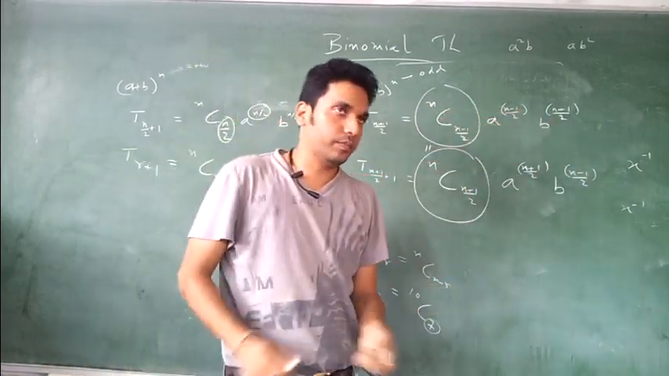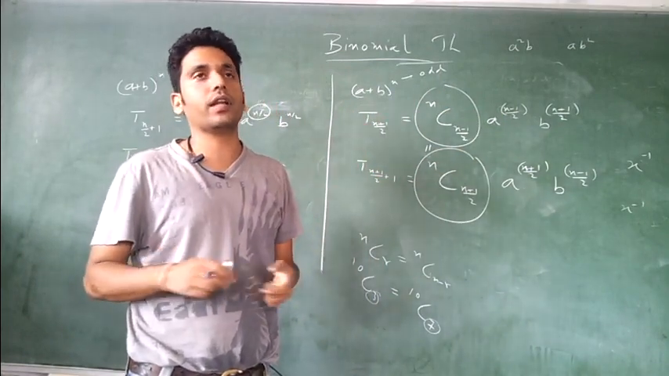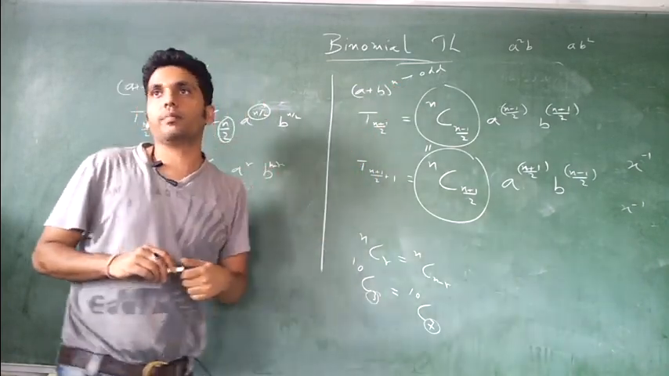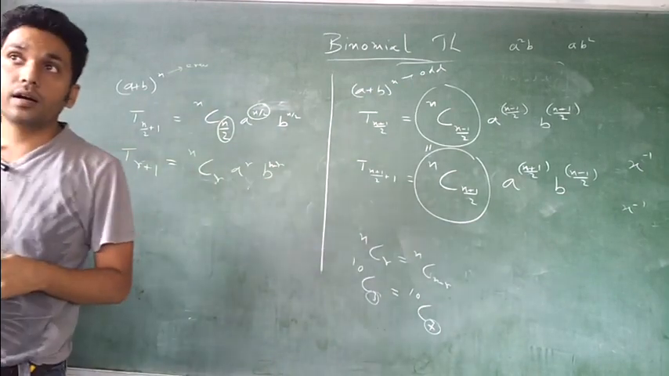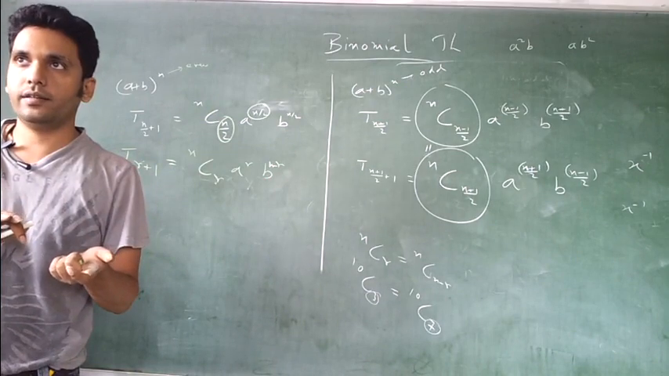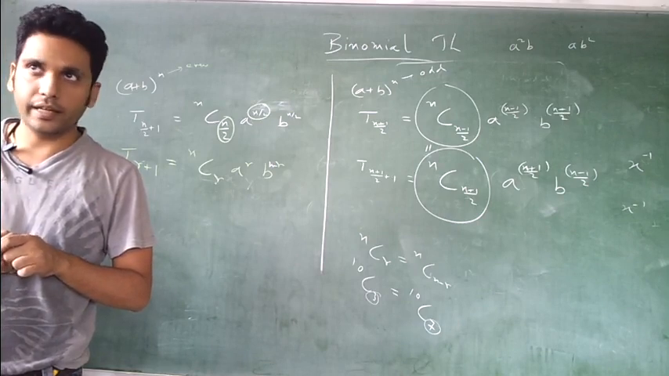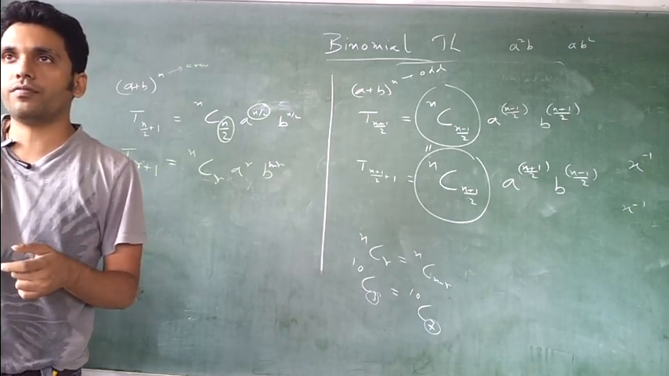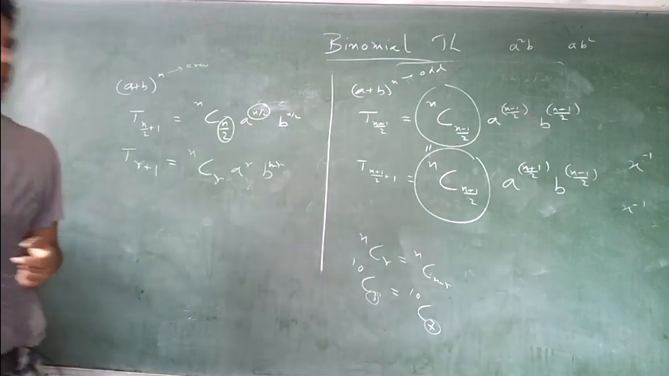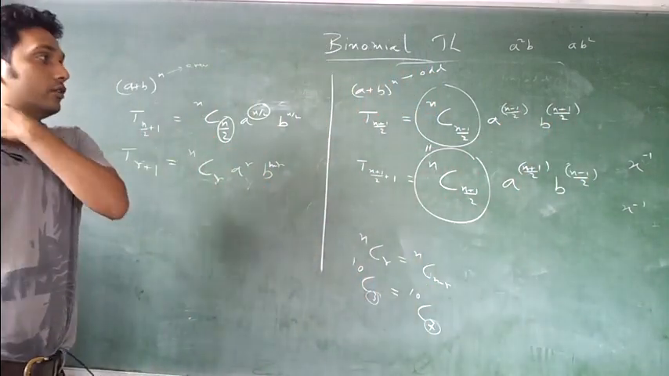Suppose n was 11. Then the middle terms will have what powers? Tell me. Suppose it was 11. 5 and 6, and 6 and 5. Any doubt? Because 11 by 2 is 5 and a half, it will be this side and that side of 5 and a half. 5 and 6, 6 and 5. So these are the middle terms.